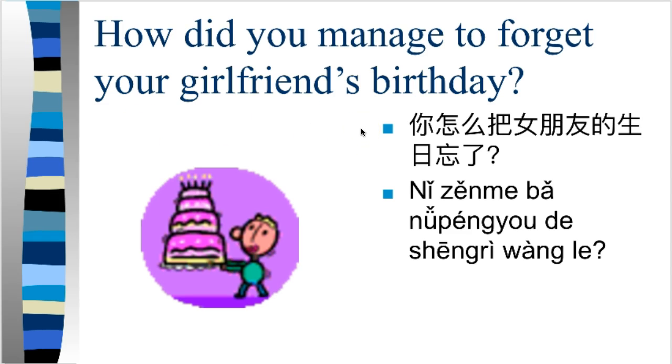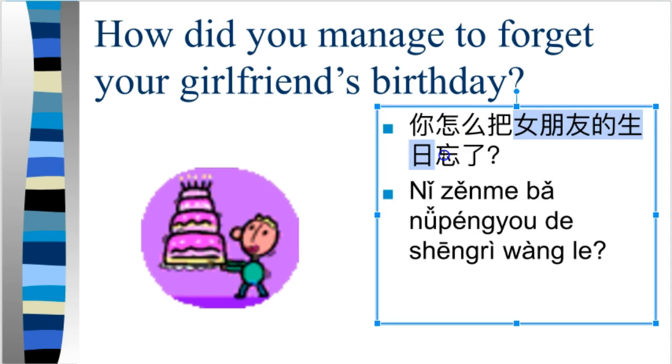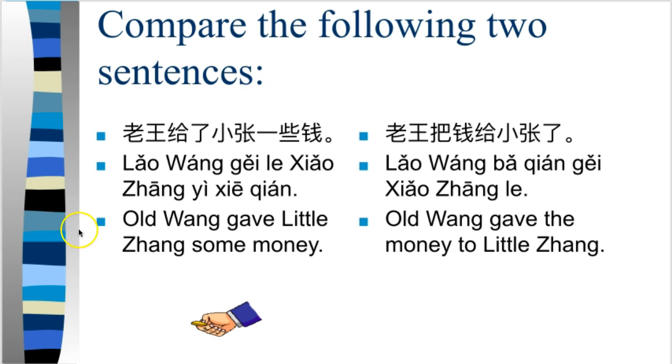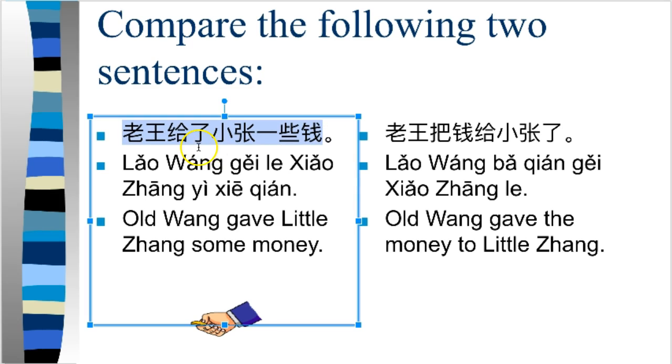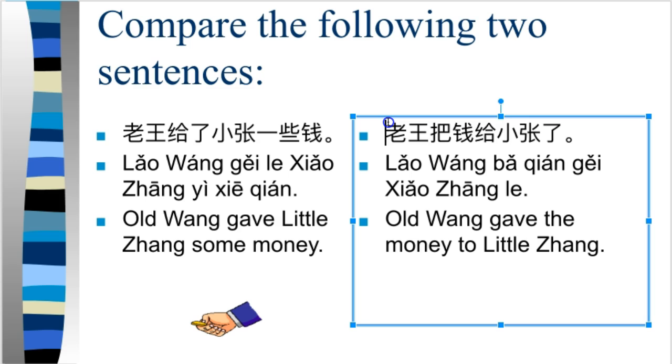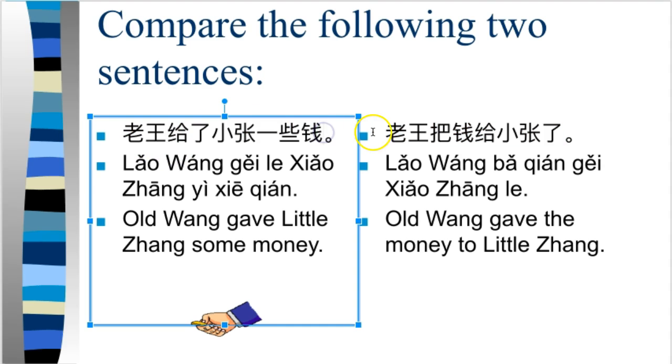Let's look at another example. 你怎么把女朋友的生日忘了? So you, 把 your girlfriend's birthday, forgot 了, the other element. Let's compare these two sentences. 老王给了小张一些钱. What structure is this? Very typical subject, verb, object structure. Then we have 老王把钱给小张了. We turn the subject, verb, object structure into a 把 structure.